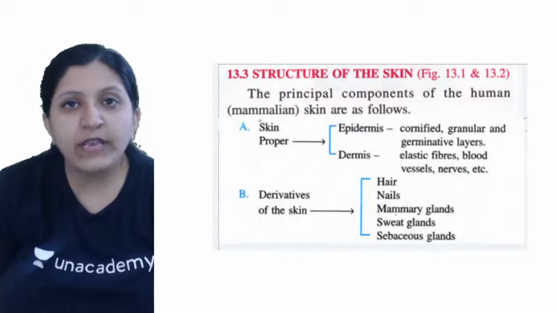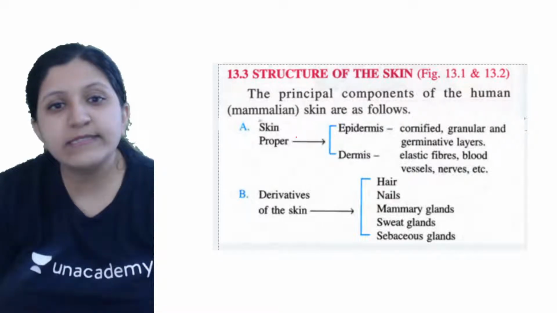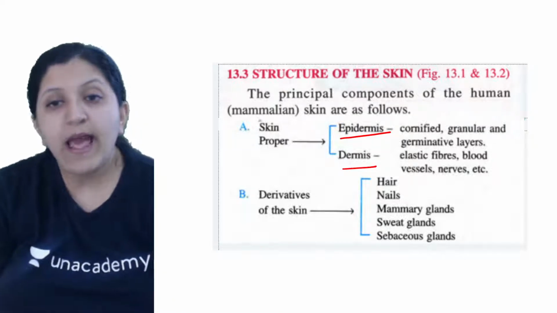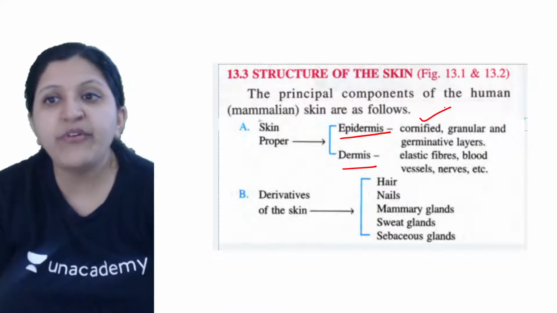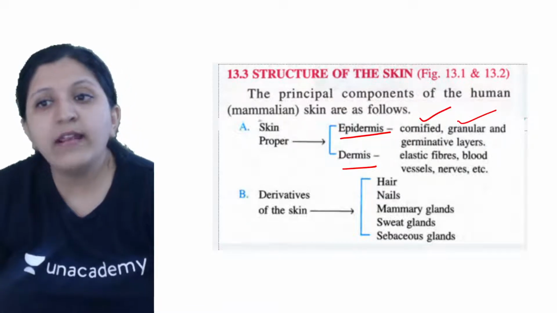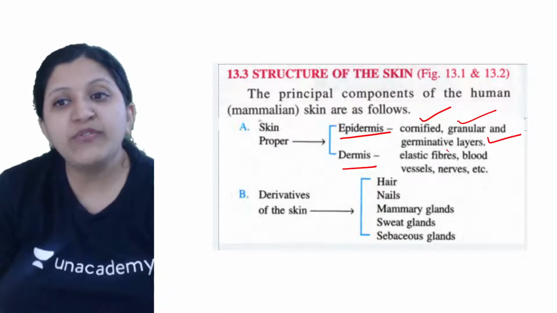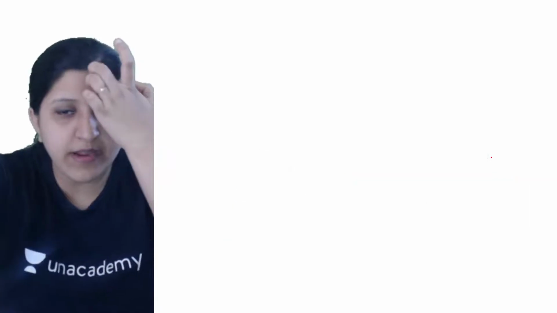The derivatives are going to take time. So in today's session I'll discuss the skin proper, in which we will see what exactly the epidermis and the dermis are. When we mention the epidermis, it has a cornified layer, a granular layer and a germinative layer. In the case of the dermis, we can find elastic fibers, blood vessels, nerves, etc.